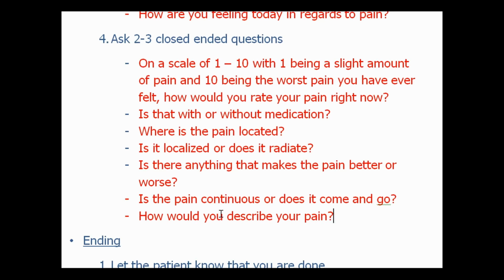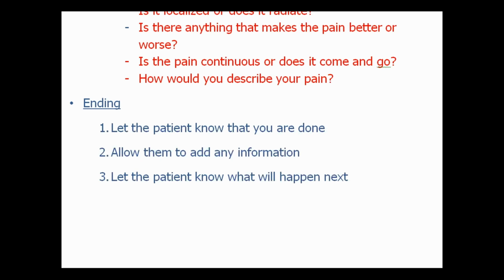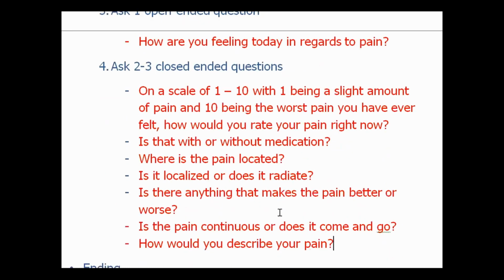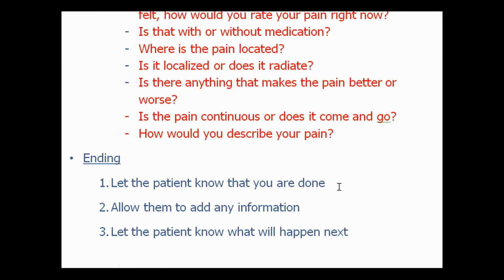You need to listen to what the patient tells you and then ask the appropriate questions, because each category has a lot of questions that you can ask, but you need to ask the correct questions in order to get the information. So listen to your patient. And then once you did this for every category, once you use the transition, you introduce the category, you ask one open-ended question, you ask 2 to 3 closed-ended questions, you're done with all the categories, we come to the ending.